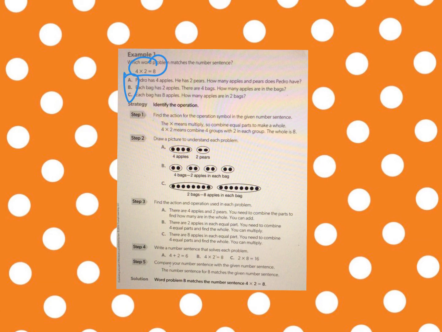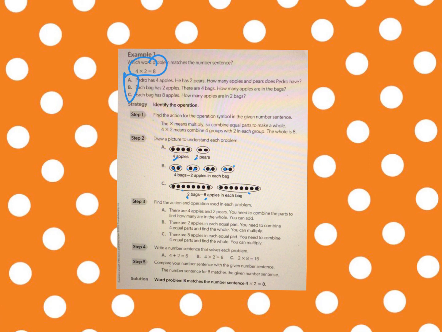Step 2, we can draw a picture or a model to understand each problem. On A, it says that we have 4 apples, and then he has 2 pears. How many does he have in all? It would be 6. So that's not the one that matches. Letter B has 4 bags, 1, 2, 3, 4, 2 apples in each bag, 1, 2, 3, 4, 5, 6, 7, 8. That matches. Let's just double check C. Each bag has 8 apples, so there's 8, there's 8. How many apples are in 2 bags? So we would have 8 times 2. Okay, so that would be still multiplying, but it would be in different numbers.